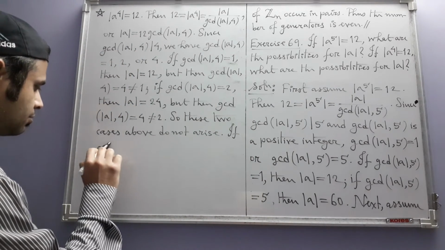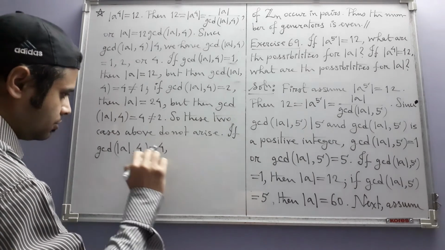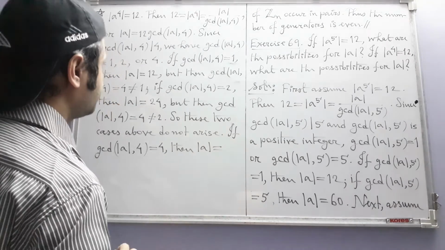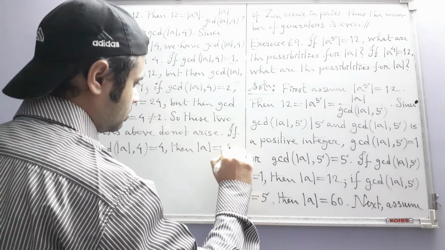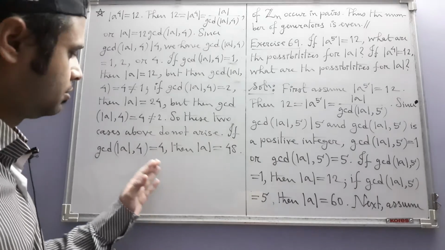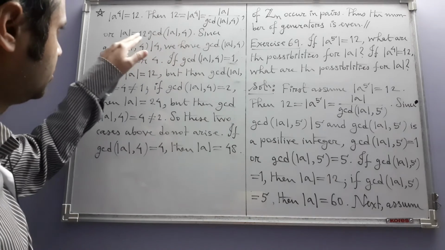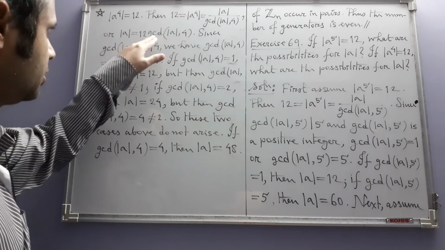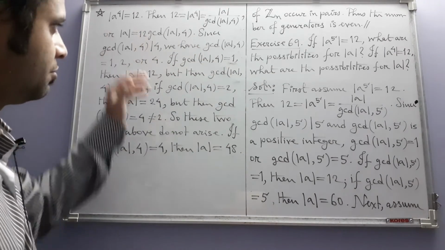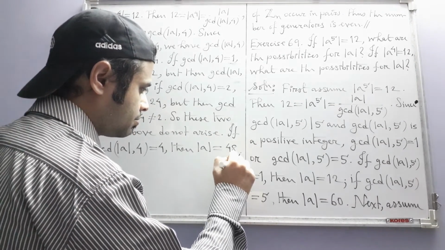If the GCD of these two numbers is 4, then the order of a is 48, and in this case, yes, this equation is satisfied, because on this side we have 48 and on this side the GCD of 48 and 4 is 4, and 4 times 12 is 48. So yes, in this case, this is the only possibility.